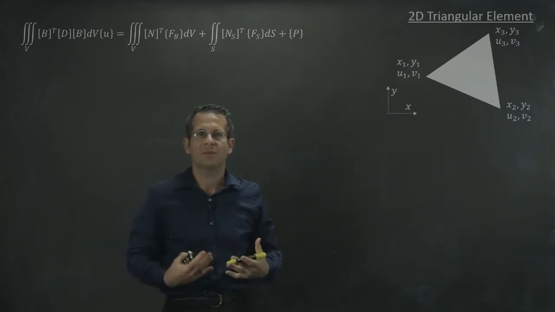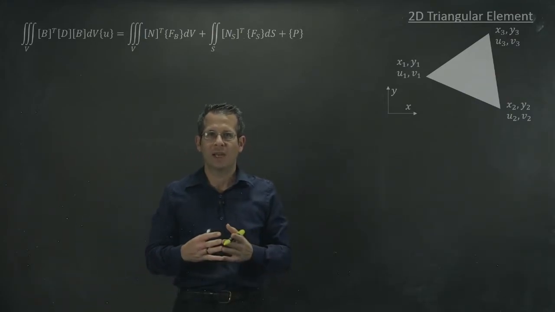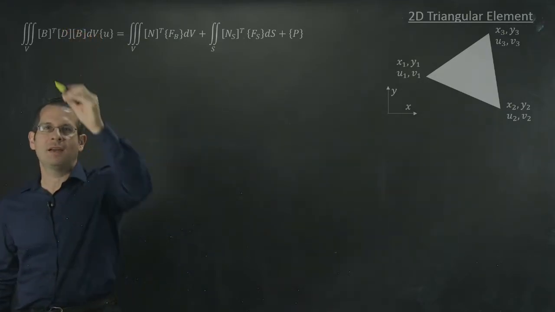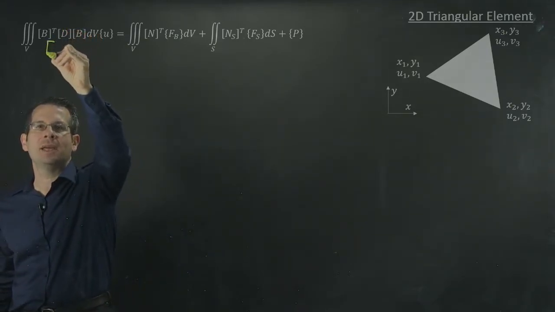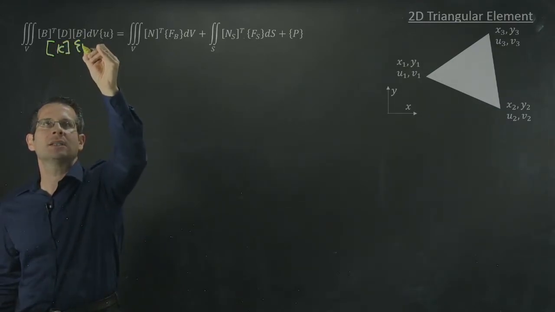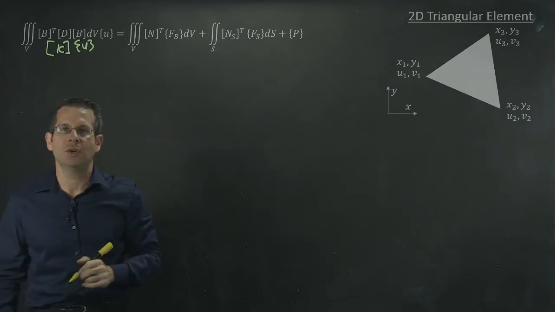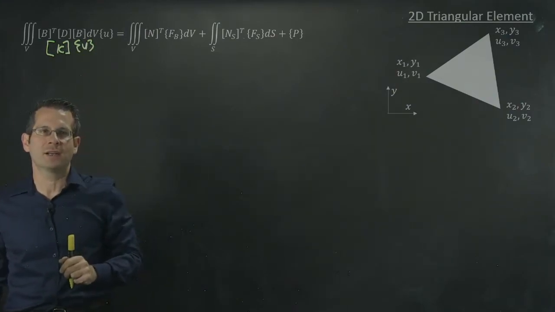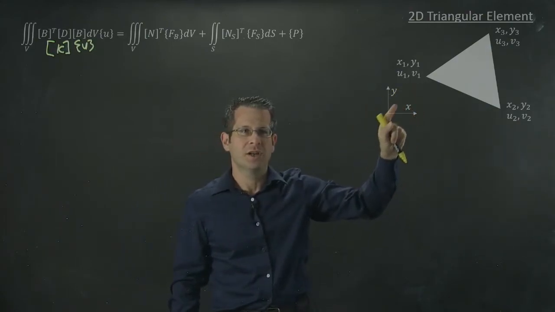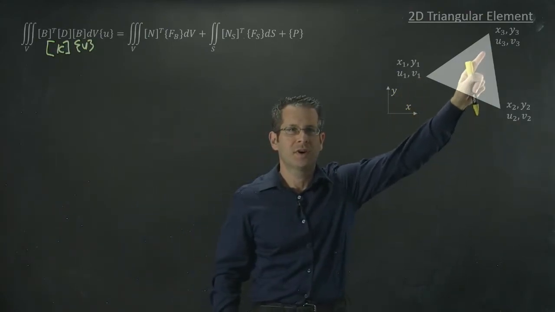And this equation will actually end up yielding 6 equations and 6 unknowns. Remember, this term on the left-hand side is going to end up being our K stiffness matrix times our displacement vector U, which is a 6x1 vector involving displacements in the x direction and the y direction of our various nodes in the triangular element.